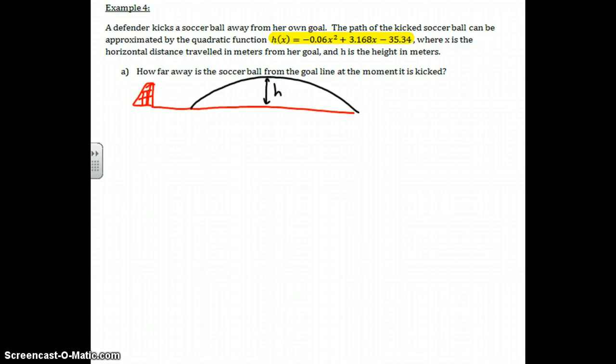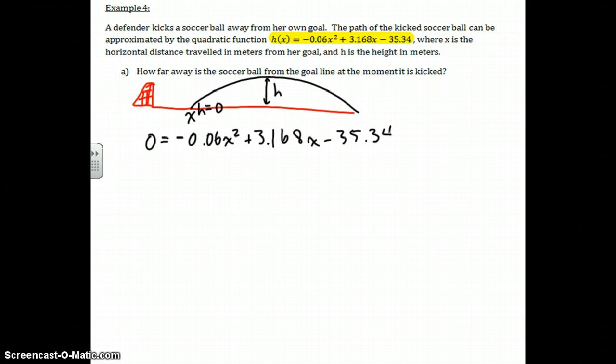So basically, if we want to know the time when she kicks it, well, the height of the ball when she kicks it is going to be 0, and we want to find the corresponding x value. So we want to create a quadratic equation out of that, and the height we're interested in is 0, so it becomes 0 equals negative 0.06x squared plus 3.168x take away 35.34. We want to solve that equation for the x values. Those x values will give us this point here, and it will also give us this point here where the ball hits the ground again.